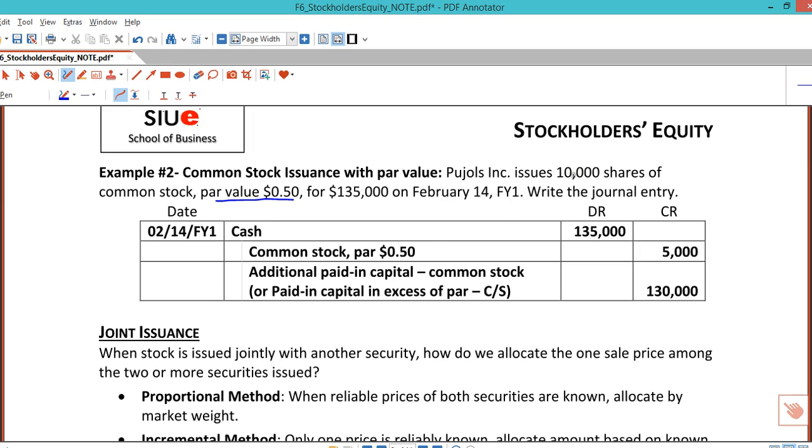Issues 10,000 shares for 135,000. Well, we take 10,000 times the 50 cents, and that's where the 5,000 in par value comes from over here. And the 130 is just 135 minus what's in par.